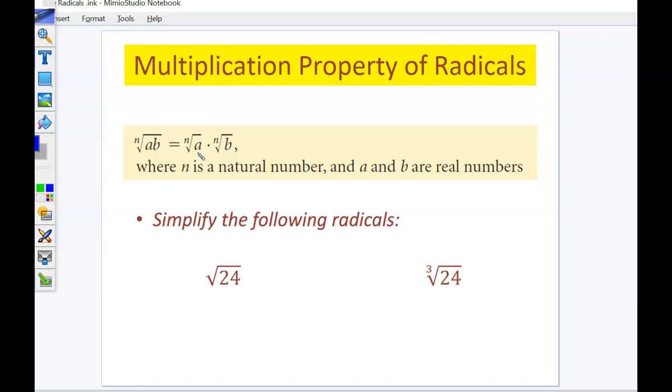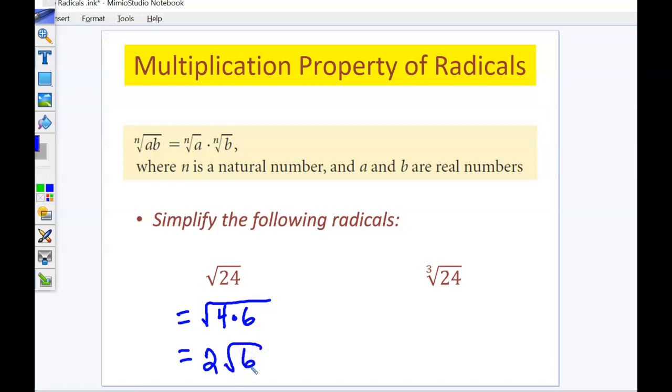Say we wanted to simplify the following radicals. We want to write root 24 and simplify it. What you need to do is look for factors of 24 that are perfect squares, because we're looking at a square root here. Factors of 24 are 4 times 6, and the square root of 4 is 2, so I can bring a 2 out, and I'll be left with 2 square root 6.